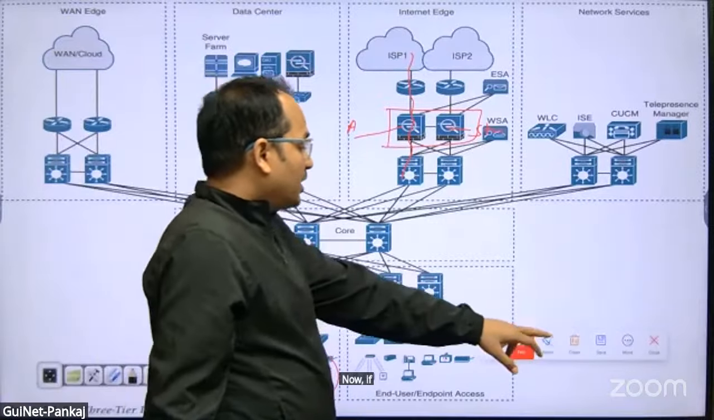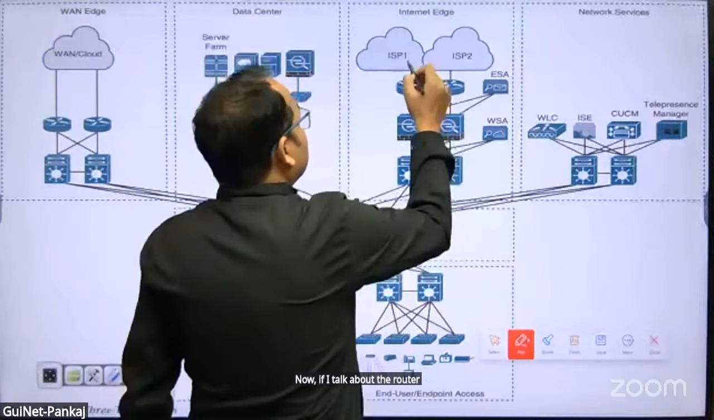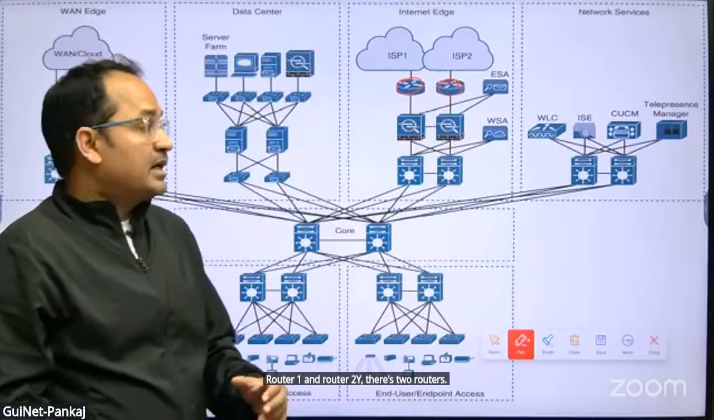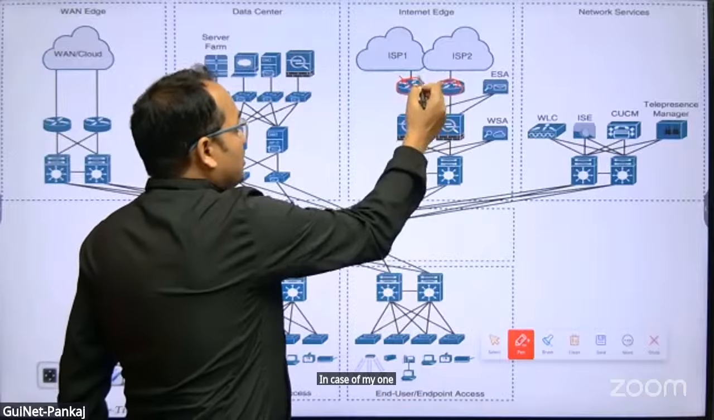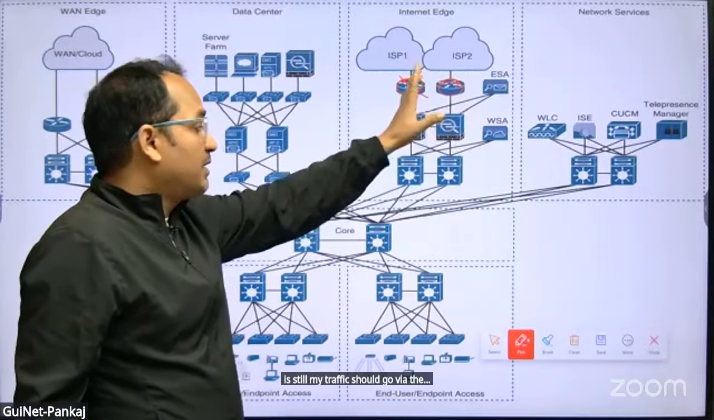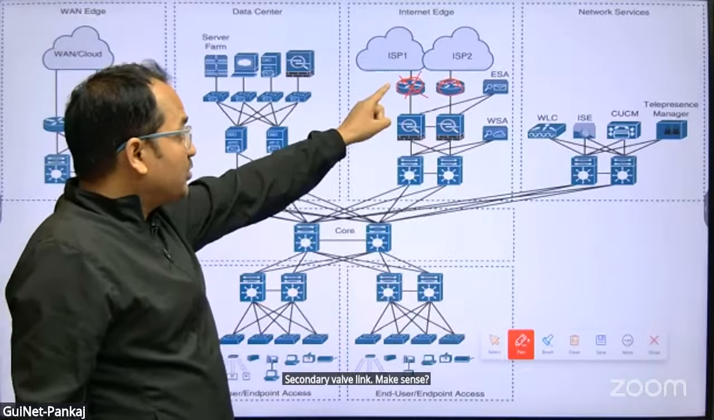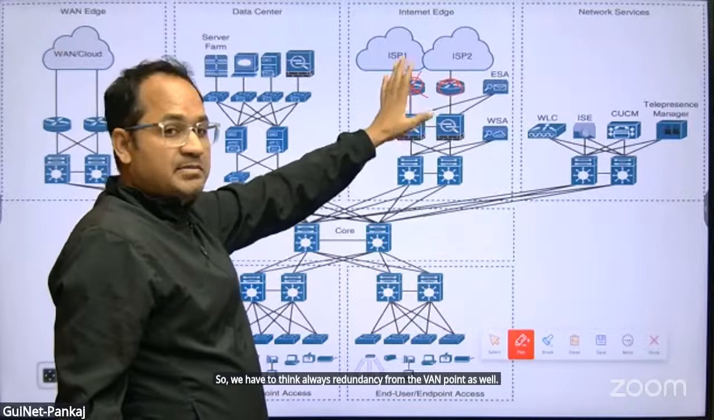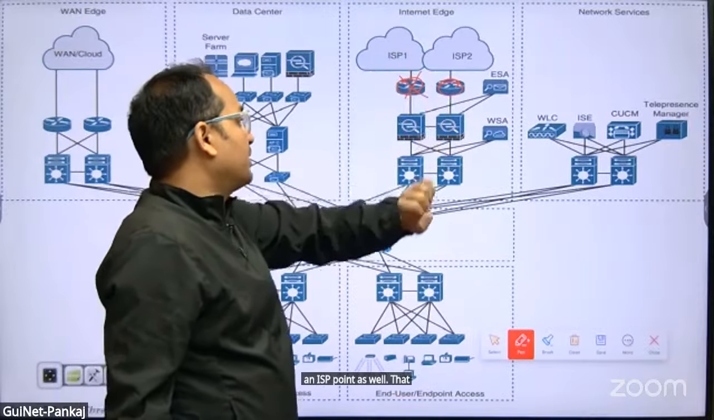Now, if I talk about the router, you have router 1 and router 2. Why are there two routers? In case one WAN link goes down, my traffic should still go via the secondary WAN link. Make sense? So we always have to think about redundancy from the WAN point as well as the ISP point. That is also a very important requirement, right?